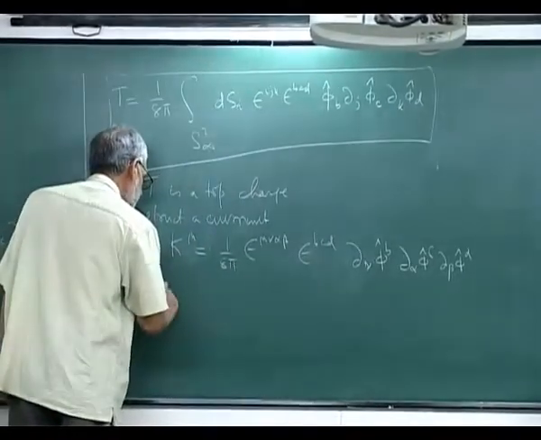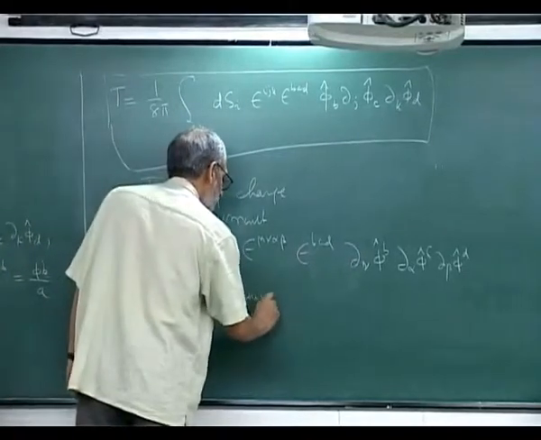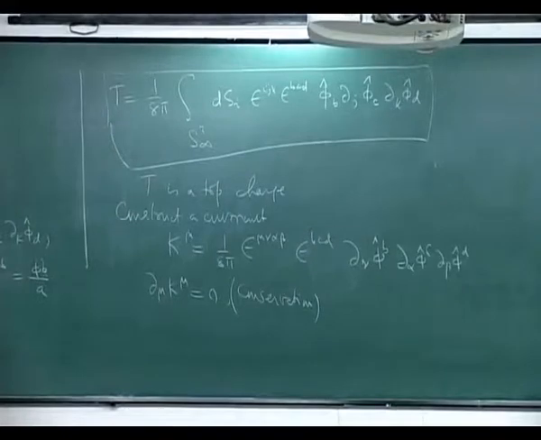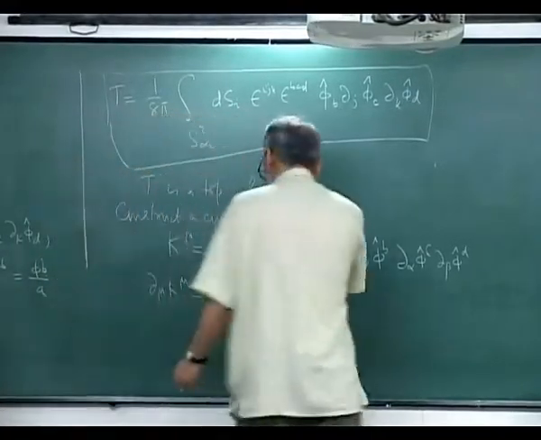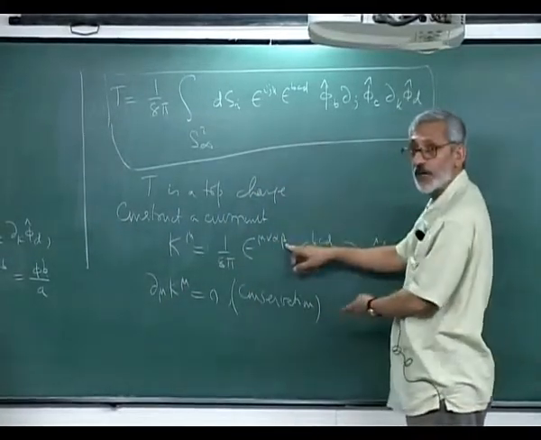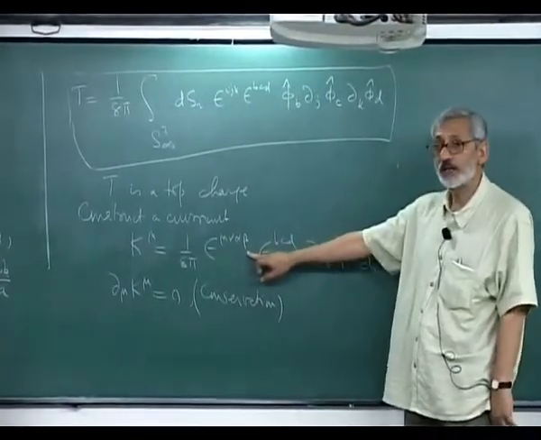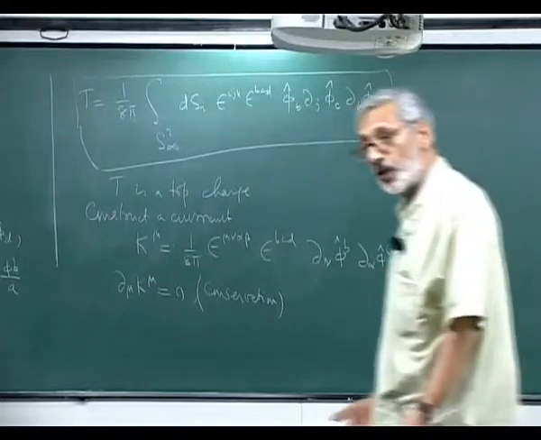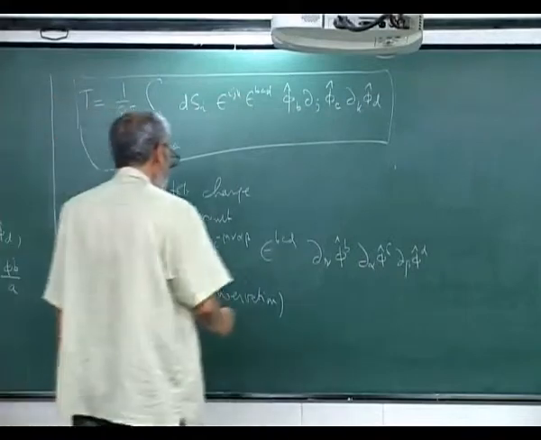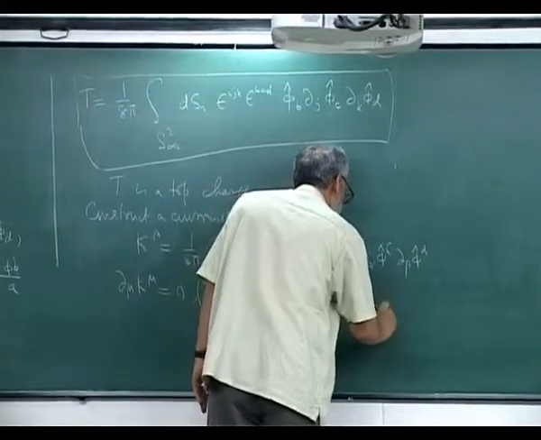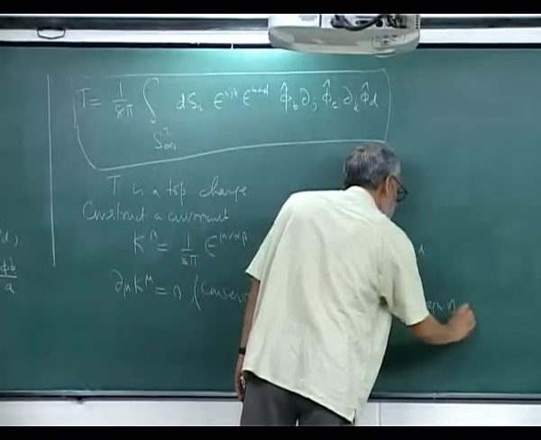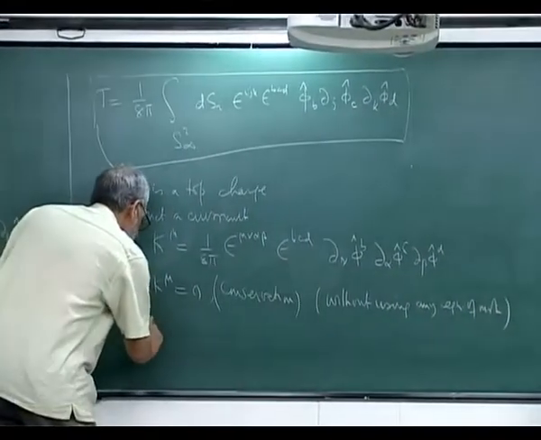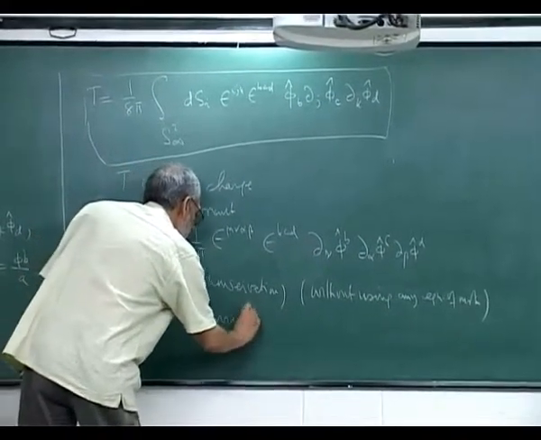This current has the property that its divergence is 0. Because if I hit it by d mu, because of the antisymmetry of the epsilon symbol here, d mu K mu is 0 by construction, and d mu K mu is 0 without using any equation of motion. So therefore, it is a topological conserved current.